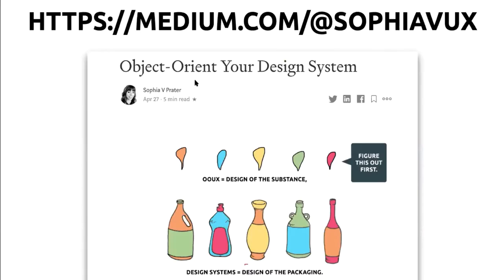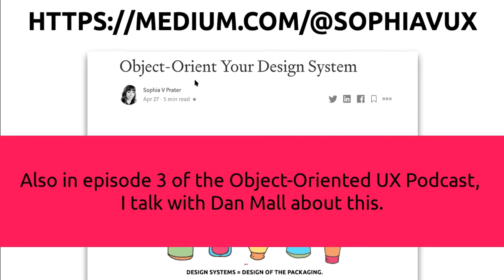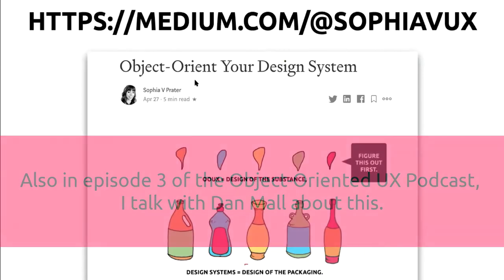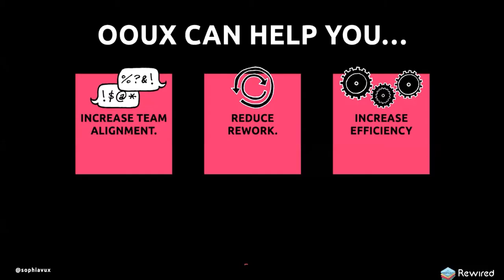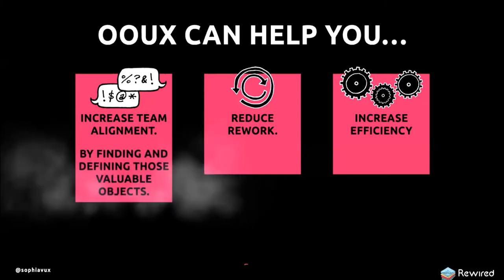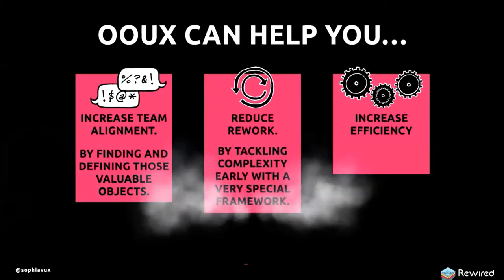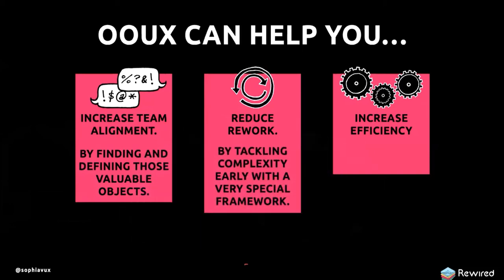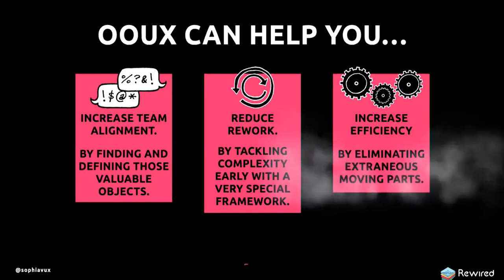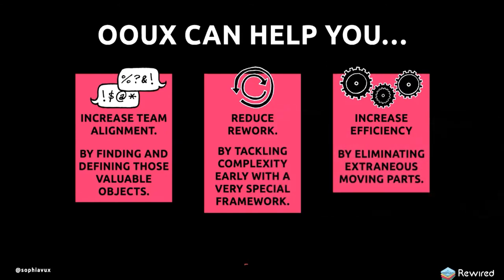If you're interested in more about the difference between the design system and OOUX, I also have an article on that on Medium. Okay, let's talk about how OOUX can help. All right, let's get to the fun part. OOUX can help you increase your team alignment by finding and defining those valuable objects, reducing rework by tackling complexity early on with this very special framework that we're going to talk about today, and increase efficiency by eliminating extraneous moving parts.